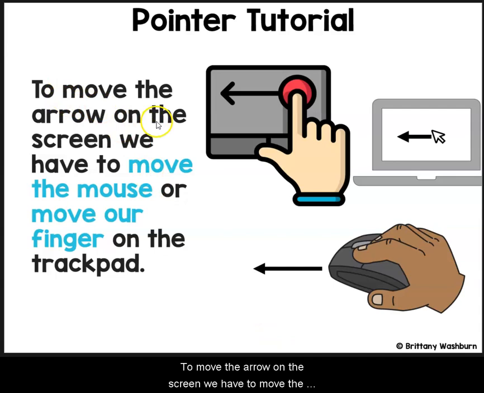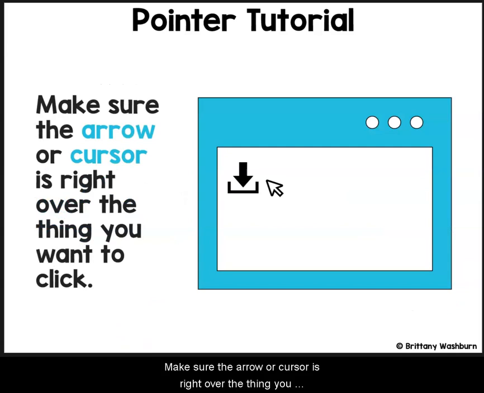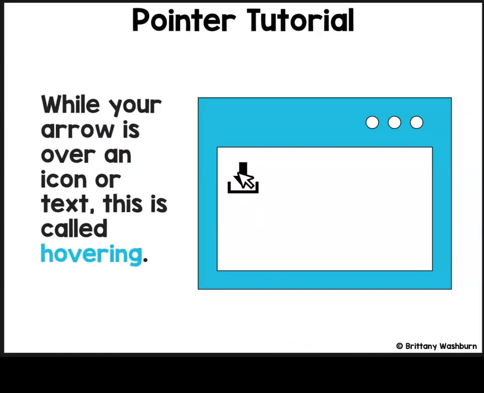To move the arrow on the screen, we have to move the mouse or move our finger on the trackpad. Make sure the arrow or cursor is right over the thing you want to click on. In this picture, the arrow still needs to move a little bit to the left to be over the thing you want to click on.